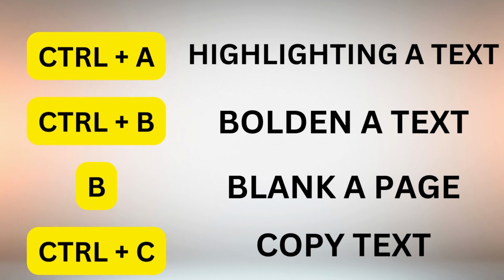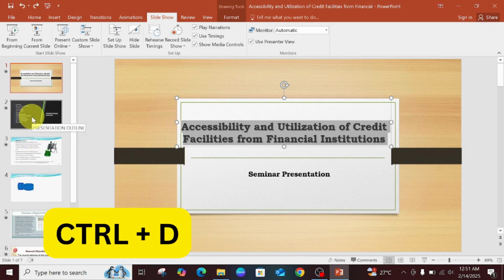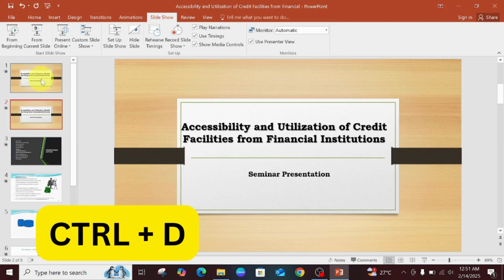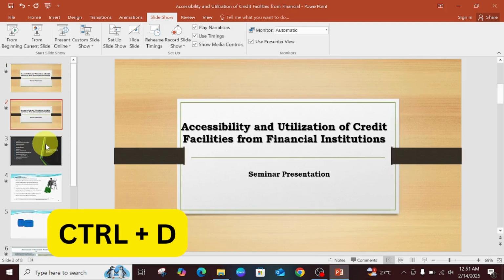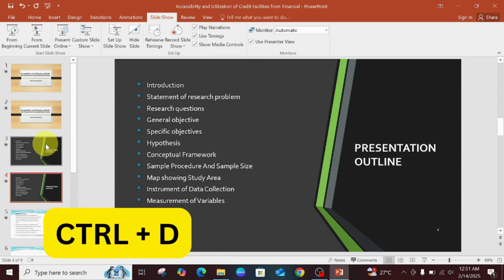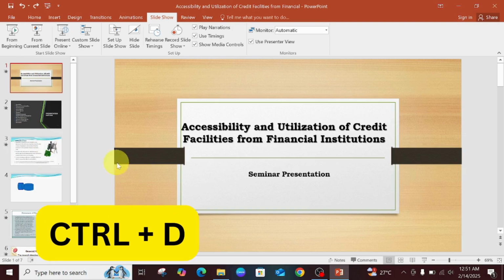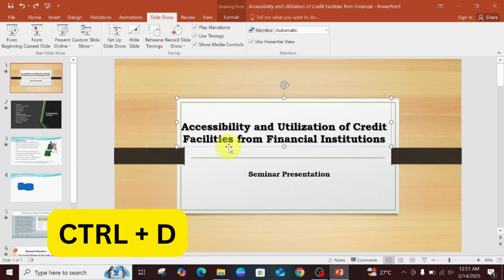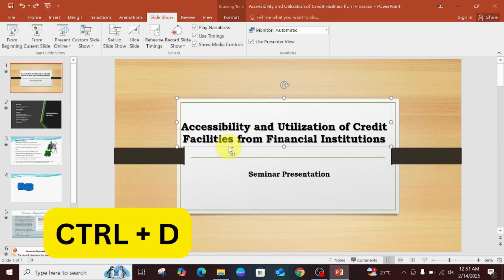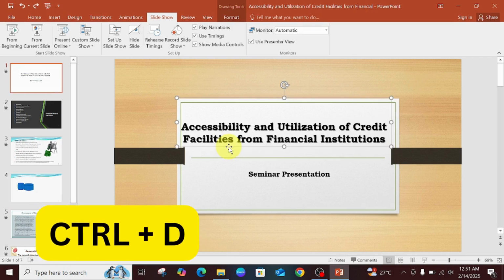Now, Control D is to duplicate a slide. Meaning, if you are here and you want to duplicate this slide, just do Control D. It will duplicate the slide. If you want to duplicate this next slide, Control D will duplicate the next slide. So any slide you want to duplicate, once you click on that slide, it enables you to duplicate it. And if you want to duplicate a text box as well, once you click on the text box and you press Control D, it duplicates it automatically as well.